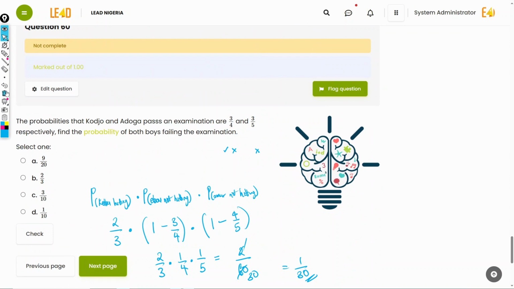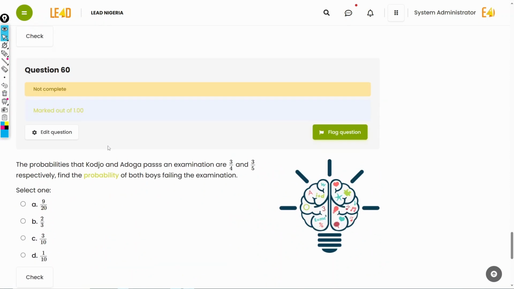60. The probabilities that Kojo and Adoga will pass an examination are 3 out of 4 and 3 out of 5 respectively. Find the probability of both boys failing the examination. So the probability of both boys failing the examination, that means that we need to find the probability of Kojo not passing and then the probability of Adoga not passing.